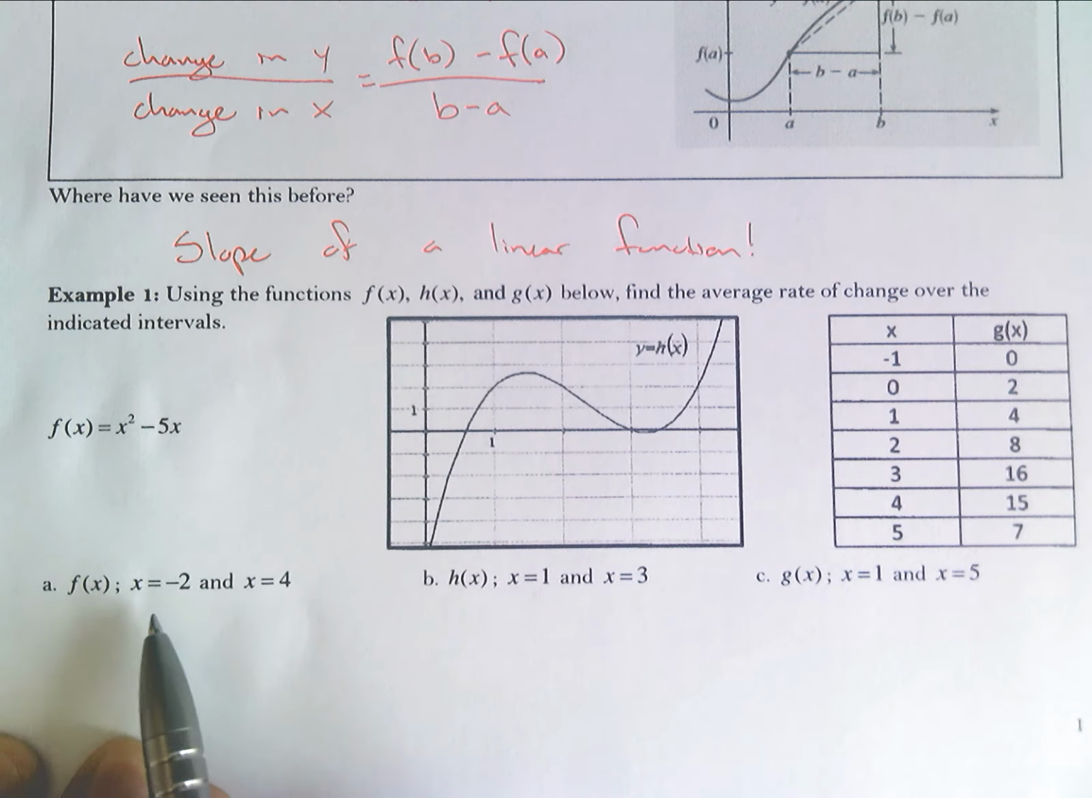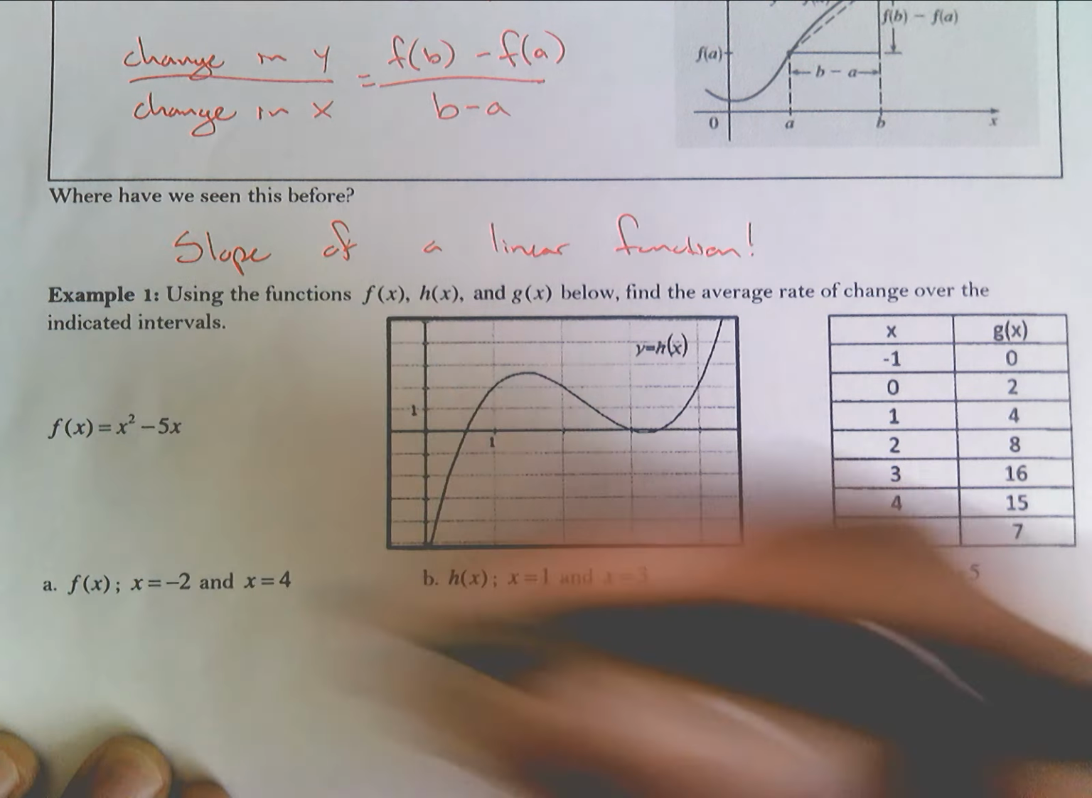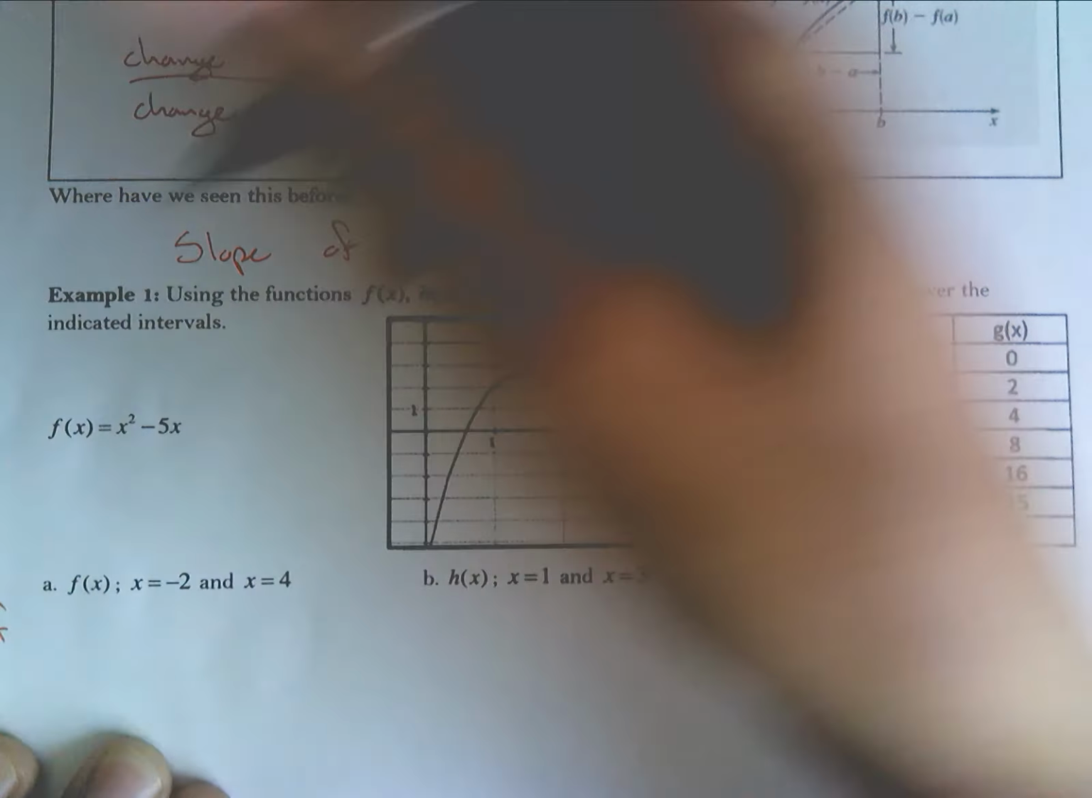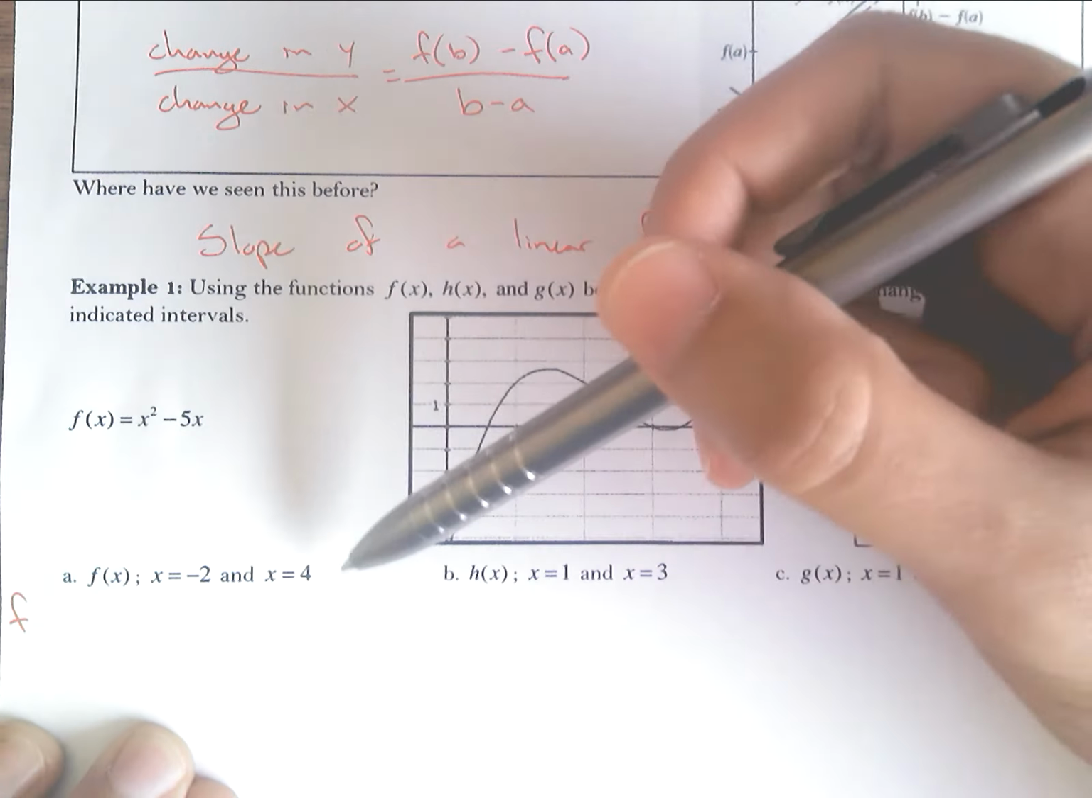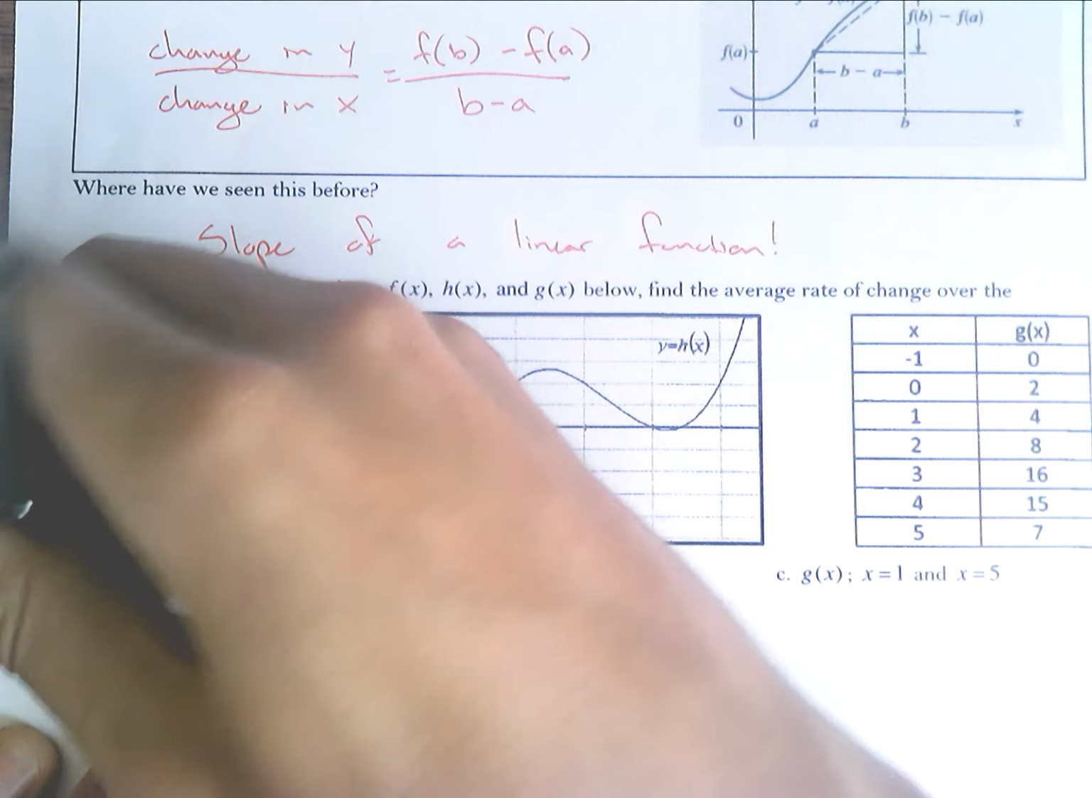This first one here, we're finding the average rate of change from -2 to 4. So plug it into our formula, we need f of b and f of a. So let's go ahead and find those first. f of b is the function value at our endpoint, which is 4. So we're finding f of 4.